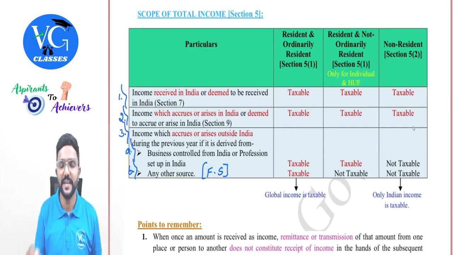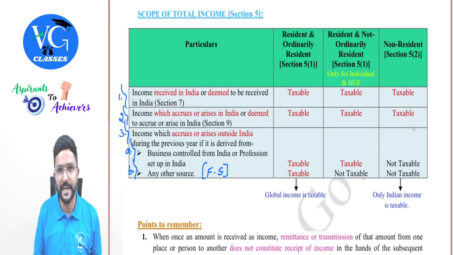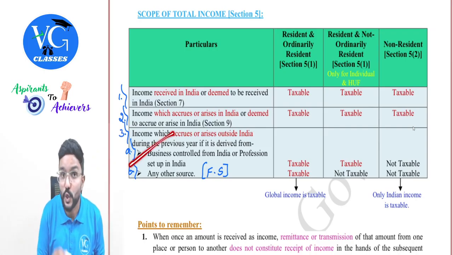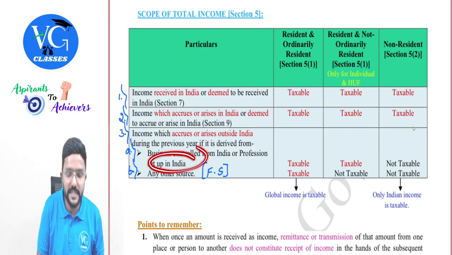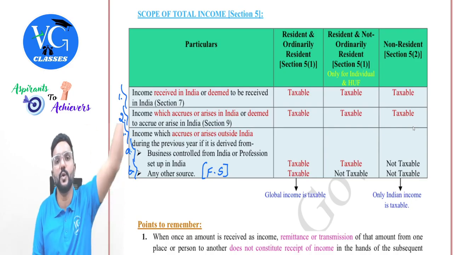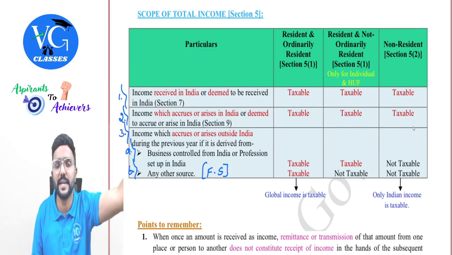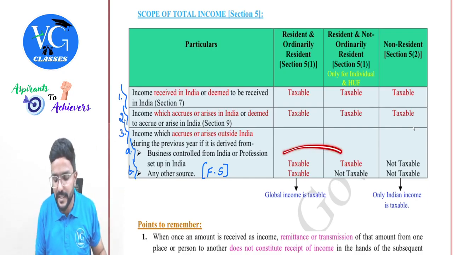But in section 5, they have tried to include one more item also. What is it? We will see. Income which is earned and received outside India, but from a business controlled from India. Control is in India. Decisions are taken in India. Or profession set up in India. Profession set up means, assume I am a practicing chartered accountant. I have set up my practice in India. Now I am going to the US, giving service to a client there. Earned the income there, received the income there. But if I am an ordinary resident, it is taxable in India.